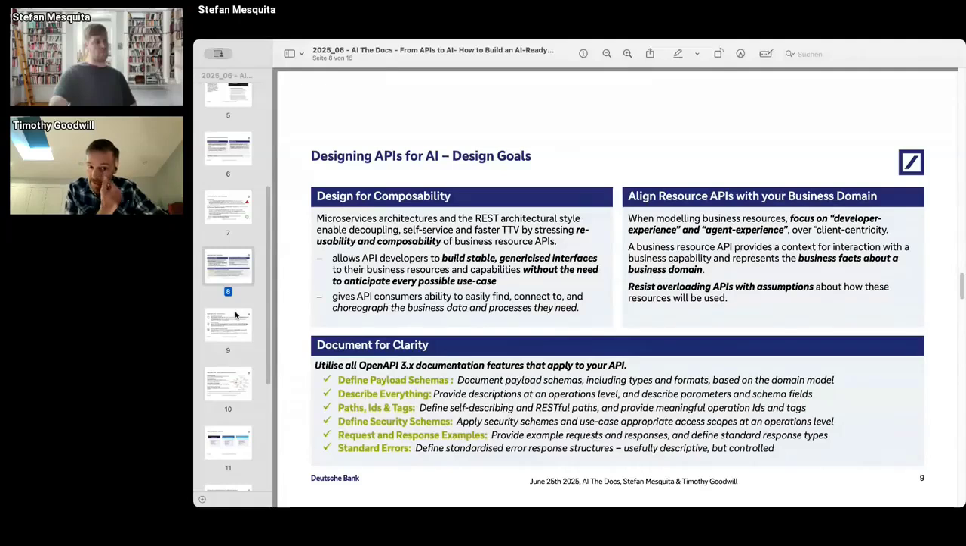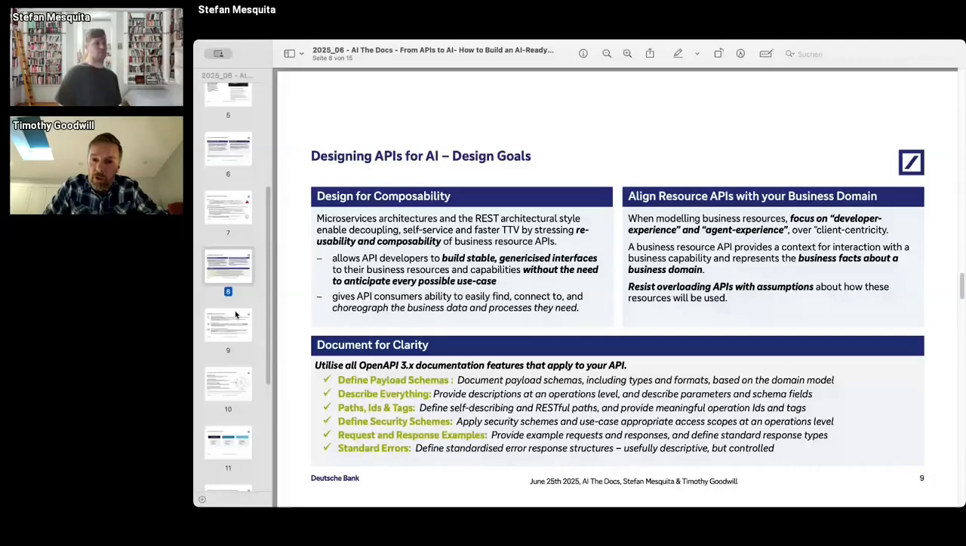So I won't go into this slide in great detail, but again, REST, microservices, self-service, and decoupling, and the way we achieve this is designed for composability. So we build stable, genericized interfaces to our business resources. We don't need to anticipate every possible use case. We align our resource APIs with our business domain.